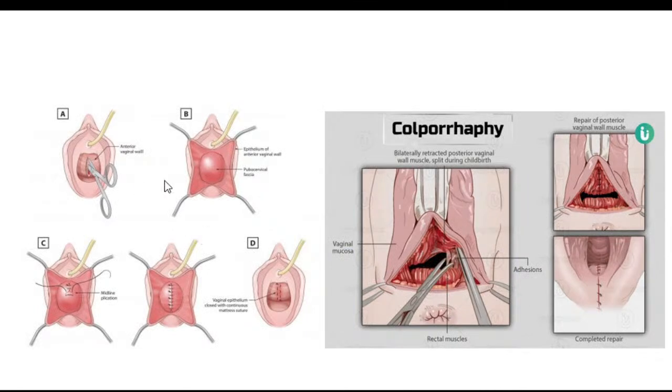Of course, the definite treatment is colporrhaphy, which namely means stitching of the vagina. So we excise the excessive part of the vaginal epithelium, vaginal mucosa and fascia, and create proper support of the vaginal tissues and bladder. In case of cystocele, it's an anterior repair. In case of rectocele, it is a posterior repair.